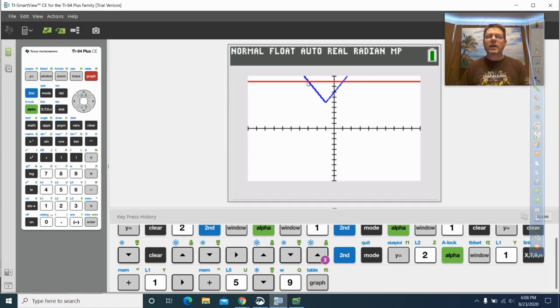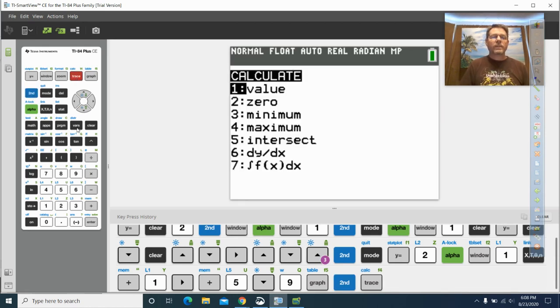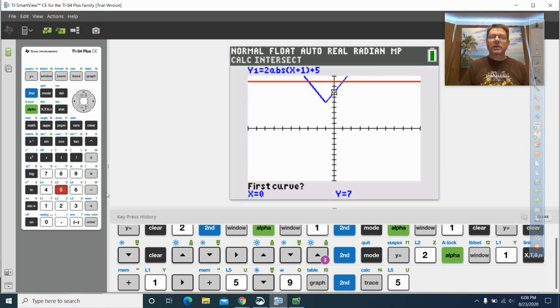Okay, all right. So we see that it has 2 solutions. Now I'm going to hit, again, how am I going to do this? Second trace, which is calc, number 5 for intersect. And for our first value, as long as I can see it on the screen, I'm just going to hit enter, enter. It says guess. Well, yes, I want you to guess. Okay, and so our first solution there is x equals 1. Again, we're not worried about the y. They're both going to have y equals 9. Okay, so just the x, because our original equation only had x's, right?